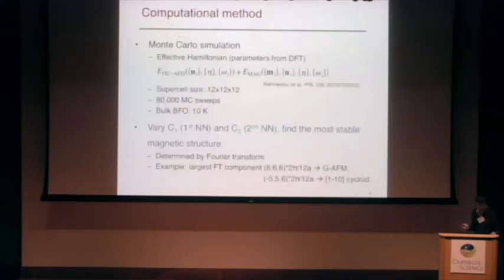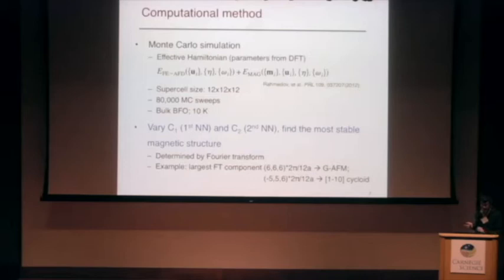So what we did is perform Monte Carlo simulations based on the effective Hamiltonian. In the Hamiltonian, we consider not only the magnetic energies I just discussed, but also the energies related to the dipoles, the tiltings, and the strain. We use a 12 by 12 by 12 supercell and 80,000 MC sweeps for convergence. And we study bulk BFO at a temperature of 10 Kelvin.